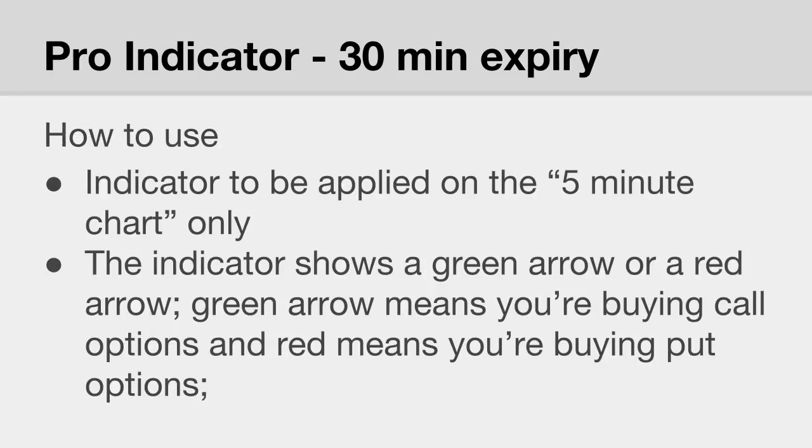Moving on, this is how you are going to use the indicator. I'll just run through basically explaining it, and then I'll show you an actual diagram, then some examples via the chart. The indicator is to be applied on the 5-minute chart only. The indicator shows a green arrow or a red arrow. A green arrow means you're buying call options, and a red arrow means you're buying put options.